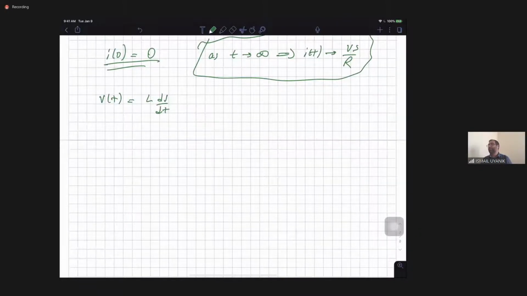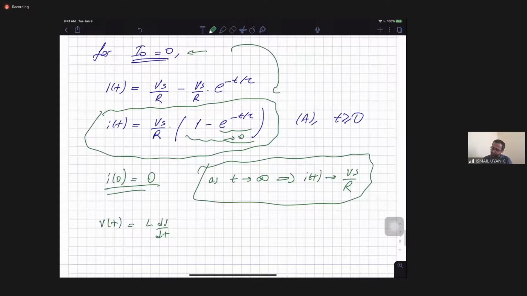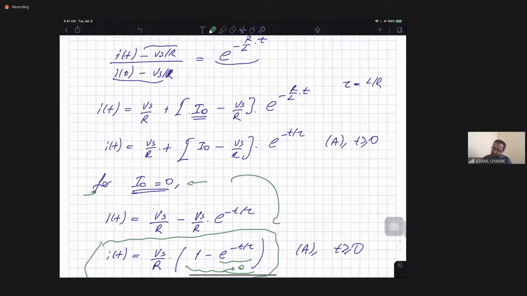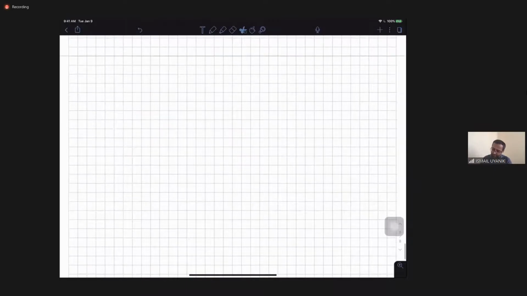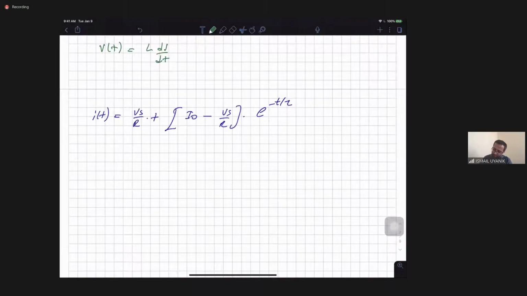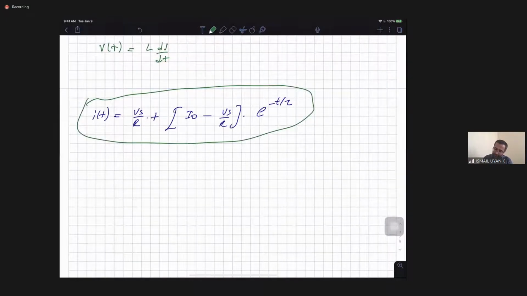But which case should we do this for? I will use this very general solution. Here we did this for I0 equal to 0, but this was the general solution, right? So I will use this current. Let's say this one is our current, and I need to calculate this. So v of t is equal to L times di over dt, and I will just take the derivative of this.